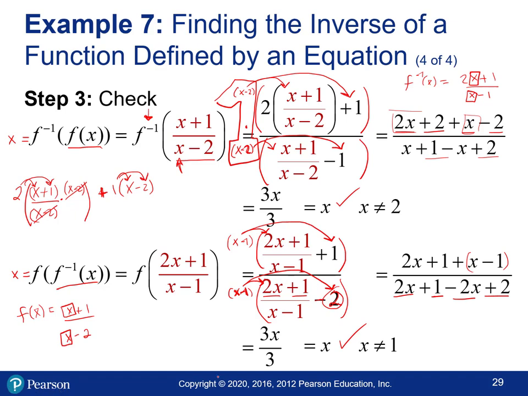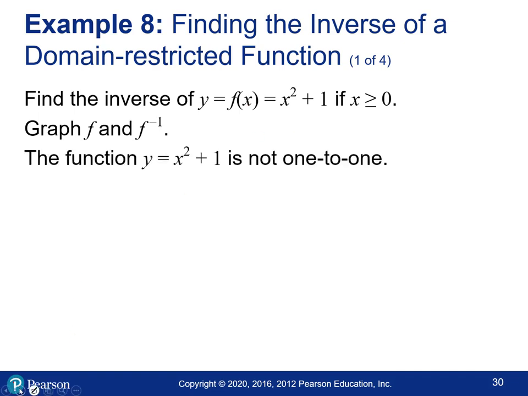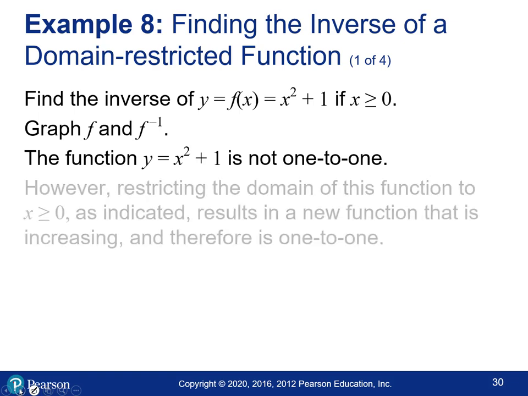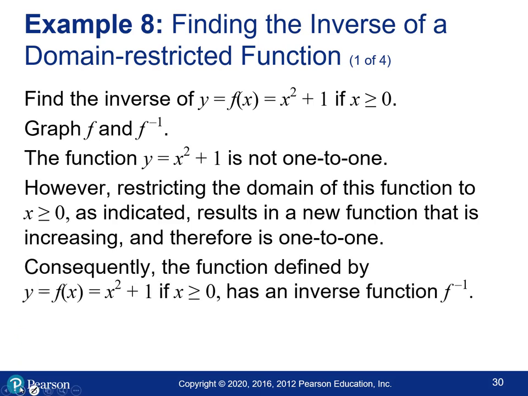These two were in fact inverses of each other after we did our few steps of swapping x and y and solving for y. Okay, last one. We're going to find the inverse of a domain restricted function. So find the inverse of f of x equals x squared plus 1 if x is greater than or equal to 0. The reason for this is because x squared plus 1 is not 1-to-1. So this is not a 1-to-1 function originally, but if we say we only want a part of the domain, then we can make this a 1-to-1 function.